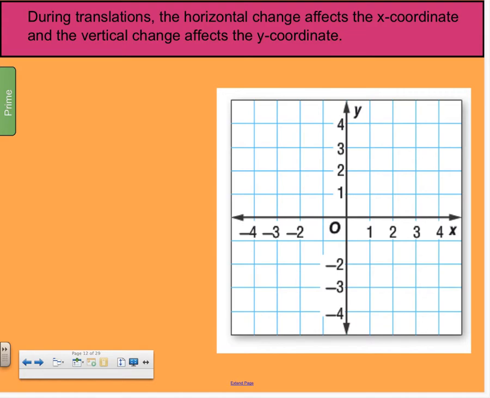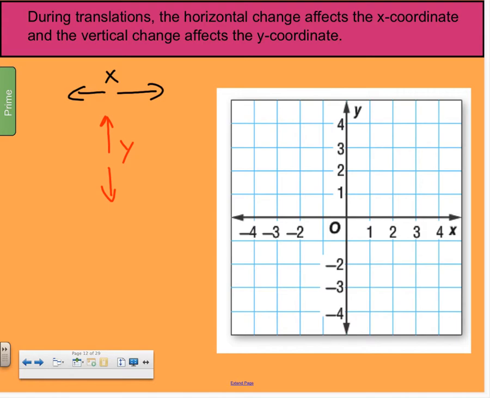So once again, I want you to think left and right. That goes with an x-coordinate, and up and down, that goes with the y-coordinate. If you can remember that, you'll be in pretty good shape.